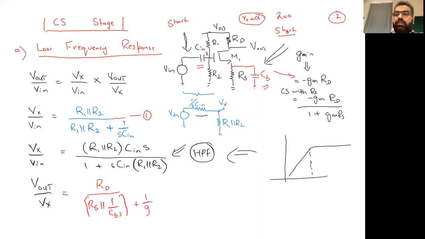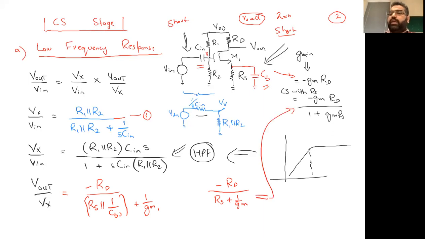RS in parallel with 1 over CB S, plus 1 over gm1. This is the same thing: if there was no CB, the gain would be equal to minus RD divided by RS plus 1 over gm, and that will be equivalent to what we calculated here. But because of the addition of CB, we are taking RS in parallel with 1 over CB S. So now if we look at its characteristics, let's explore this a little bit in the next one, because we don't have space here, we can explore the relation in the next one.